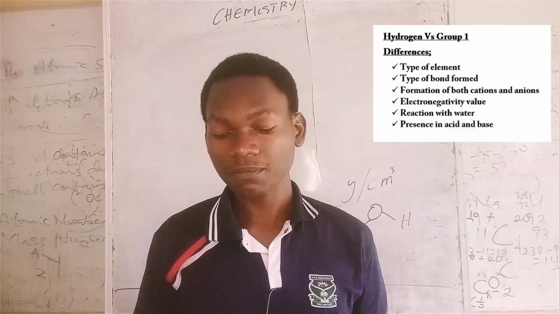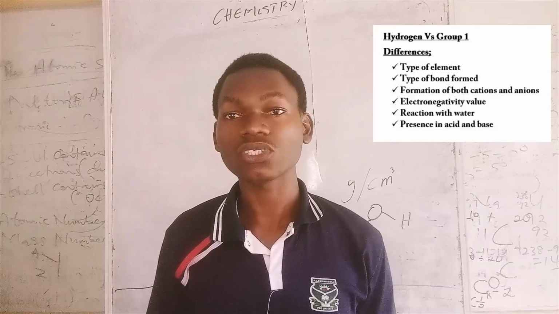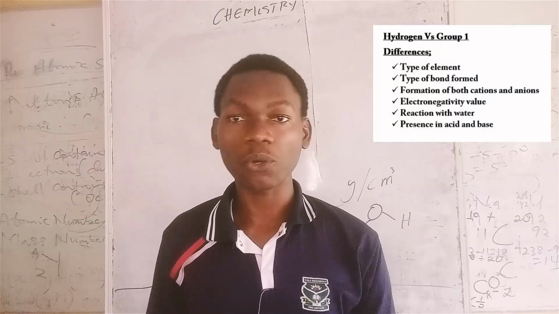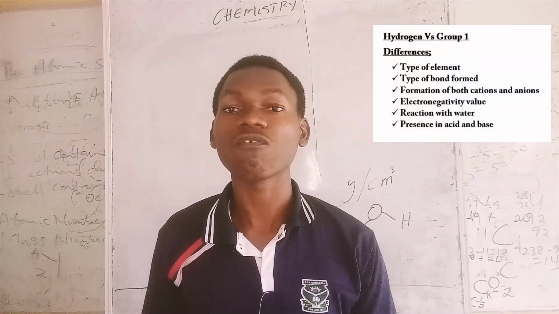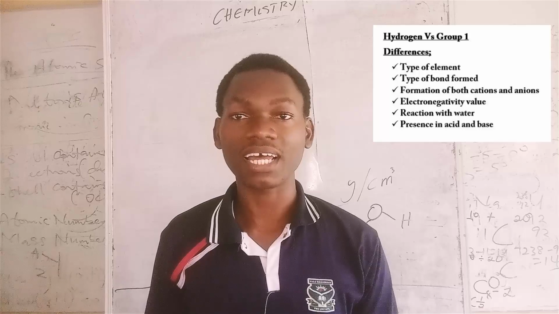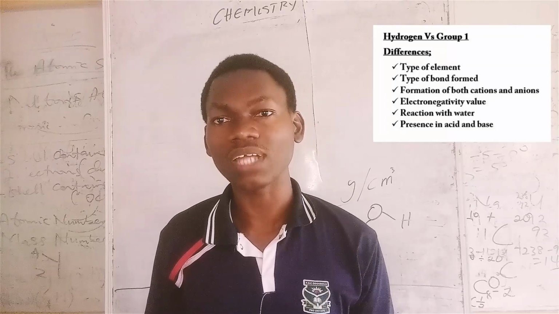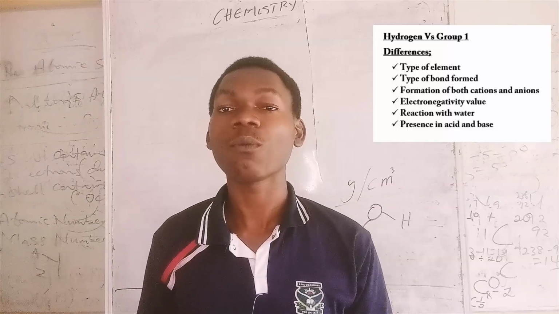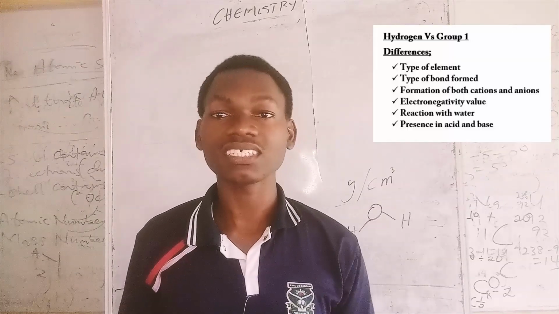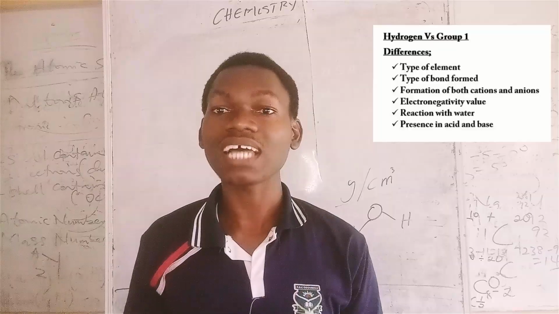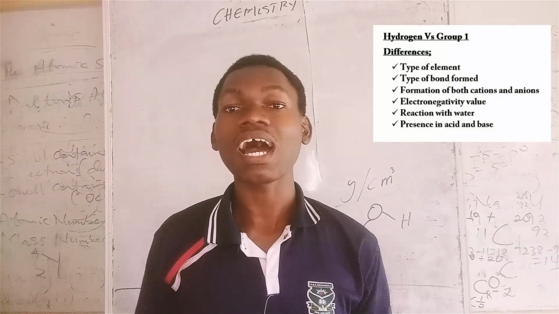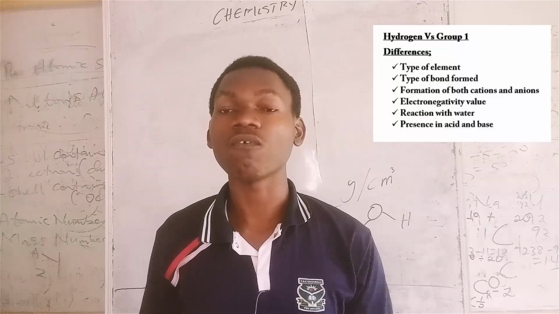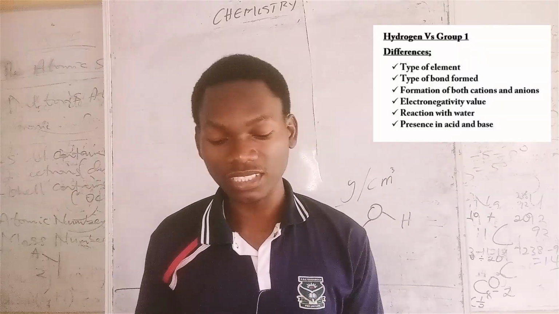The next one, number 3, is the formation of ions, right? Group 1 elements only form cations. They lose their valence electron to form positively charged ions, which hydrogen can also do. But hydrogen also has the ability to gain an electron in order to form a hydride. So hydrogen differs in this particular aspect. Hydrogen has the ability to form both anions and cations, but all group 1 elements only have the ability to form cations, which are positively charged ions.